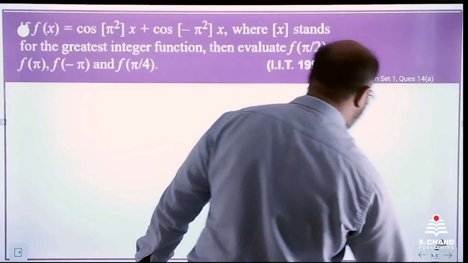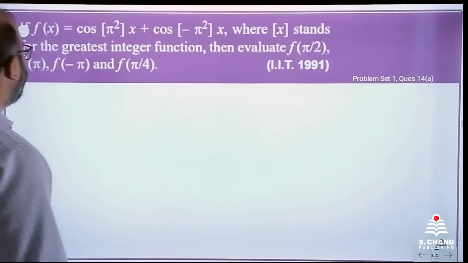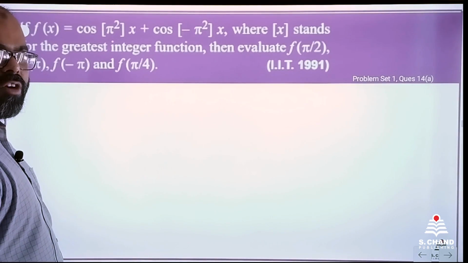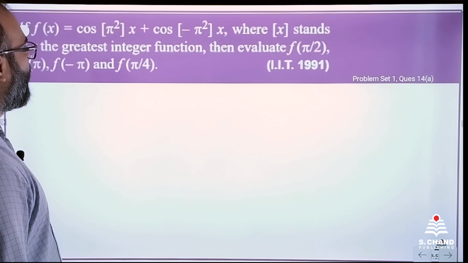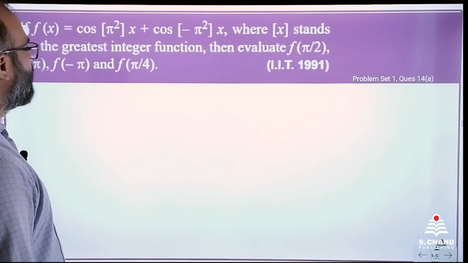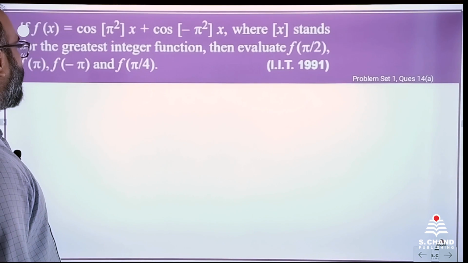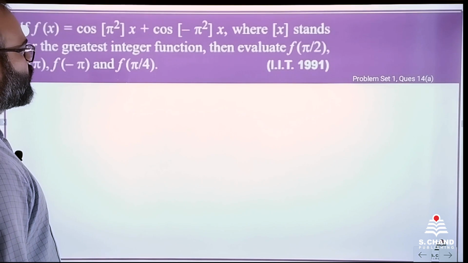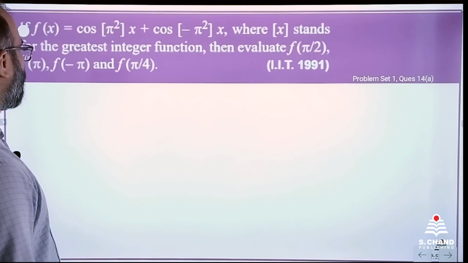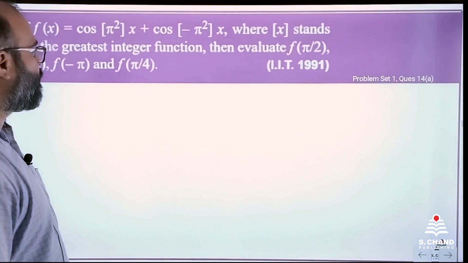Now let us come to the next question. If f(x) is equal to cos of [pi square x] plus cos of [minus pi square x], where the box is standing here for the greatest integer function, then evaluate f of pi by 2, f of pi, f of minus pi, f of pi by 4.